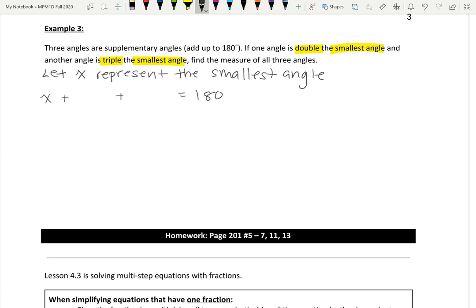How am I going to write these other two angles? Well, one is double the smallest angle, which means that you take your smallest angle and you multiply it by 2. And then the other angle is triple the smallest angle. So you take the smallest angle and you multiply it by 3. Now we have an equation, and now we can solve for x. So x plus 2x plus 3x is 6x.